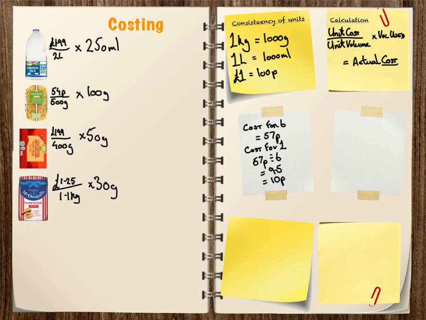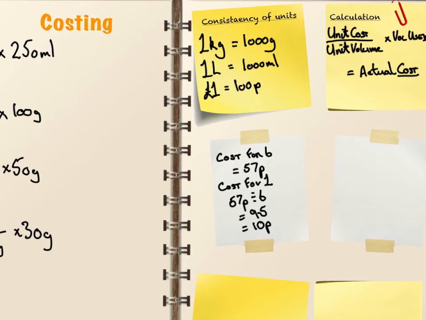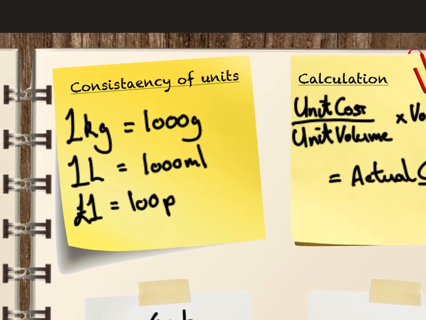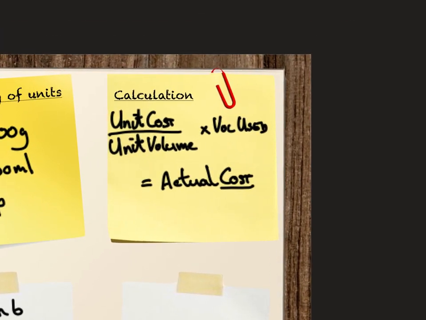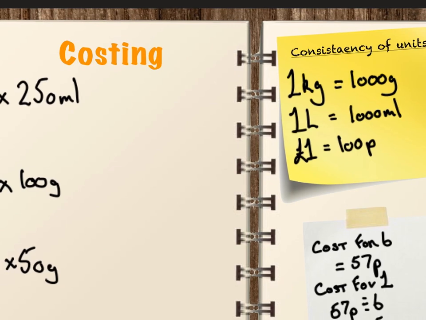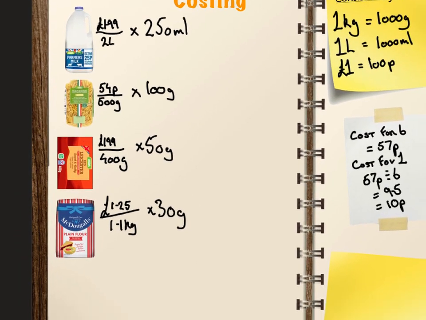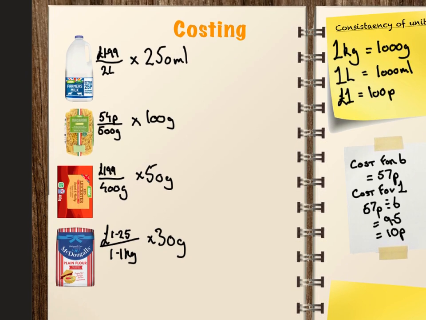Now remember, when you're doing this, you need to get some consistency of units before you do the calculation. Once you have the consistency of units, you can then start your calculation. This recipe makes 2 portions, so I want you to calculate how much it would cost to make 1. Answers on a postcard, please.